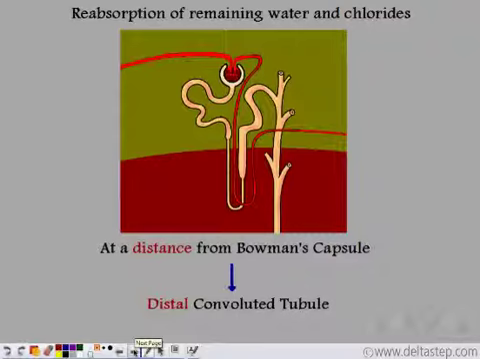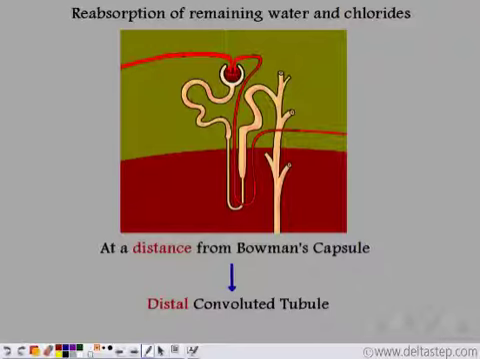Now, the reabsorption of the remaining water and the chlorides take place in this portion, which is away from the Bowman's capsule. See, even this portion is convoluted. And so it is known as the distal convoluted tubule. Distal, why? Because it is situated away from the Bowman's capsule.